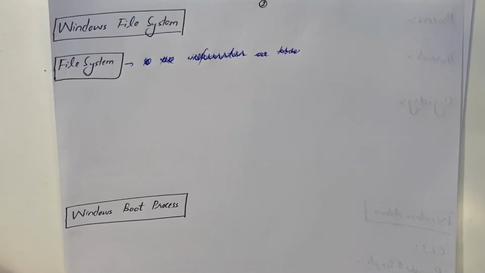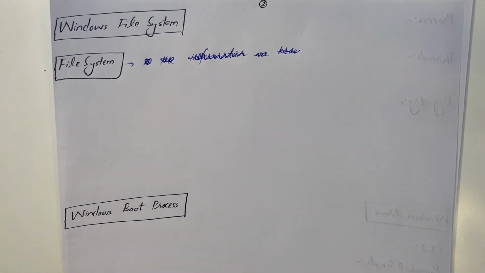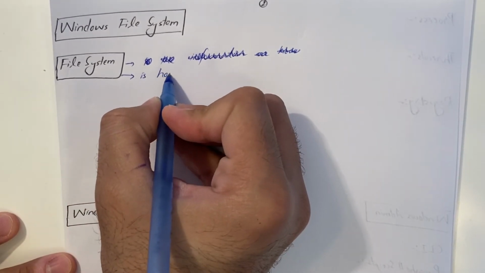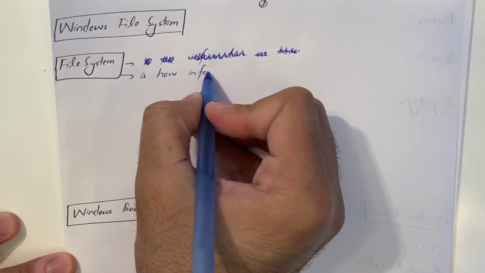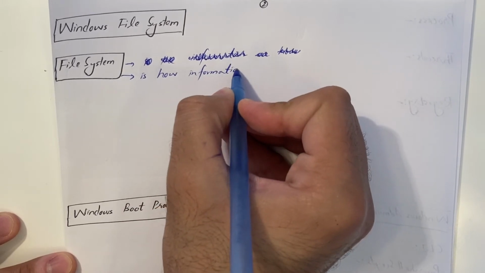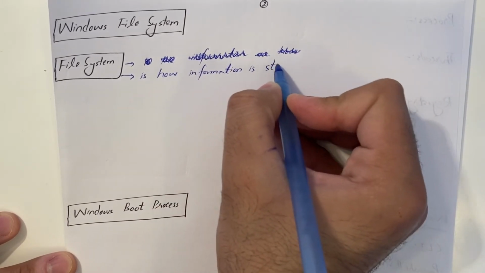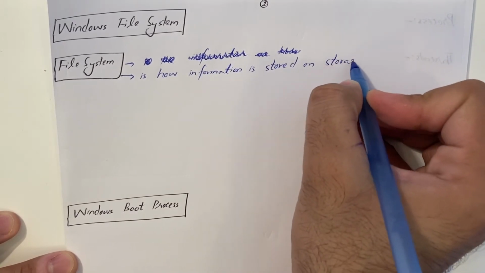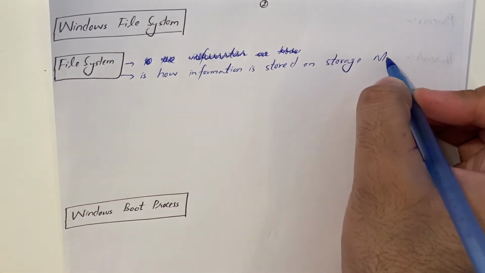Next is the file system. The file system is basically how information is stored on your storage media. So the definition of file system is how information is stored on storage media.